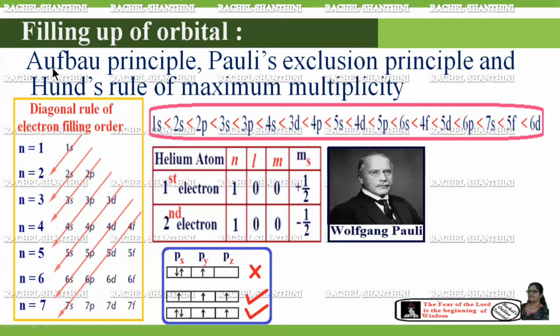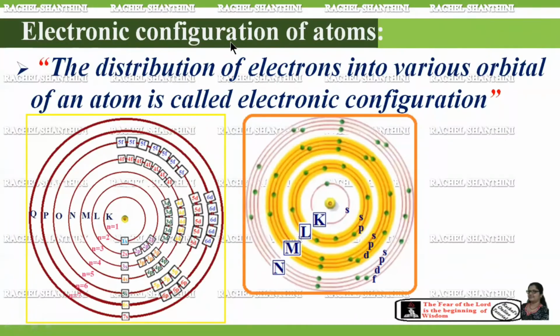In this session, based on these three rules, we are going to learn how to construct the electronic configuration of an atom. Electronic configuration of atoms. The distribution of electrons into various orbitals of an atom is called electronic configuration.